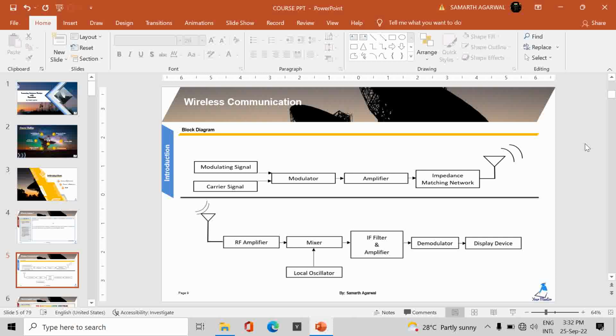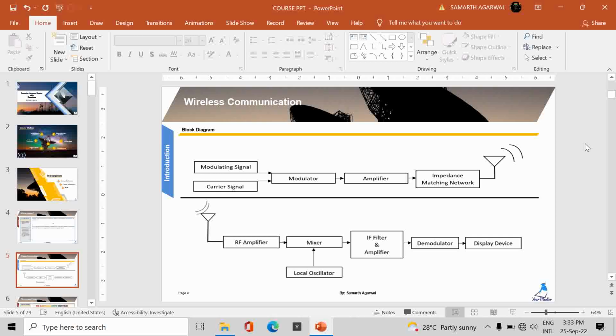Now this local oscillator is synchronized to the carrier signal, meaning whatever frequency is used on the carrier side, that same frequency is used on the local oscillator as well, so that the demodulation operation can be attained successfully. And further, there is the IF filter and amplifier, which is nothing but the intermediate frequency filter, which will take off fs minus fm, or fs plus fm, frequency for the sampling purpose.